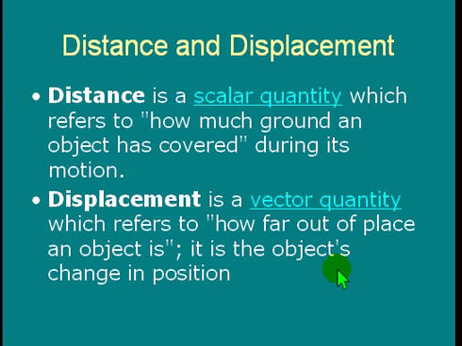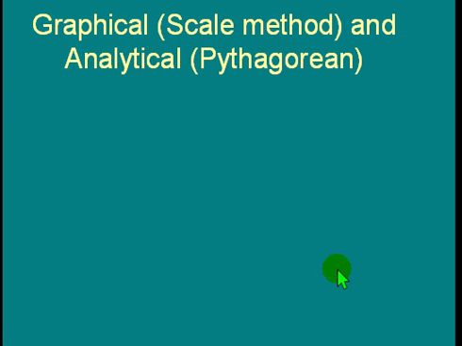So for instance, we can say I drove 250 miles. That would be the distance I drove. But I drove 250 miles northeast. That would be displacement. So there are two ways of solving vectors. One is the graphical method, and the other one's the analytical method.